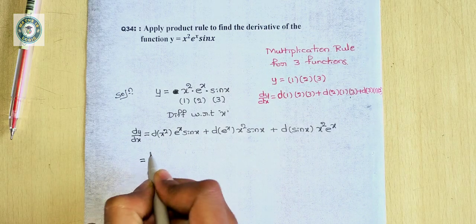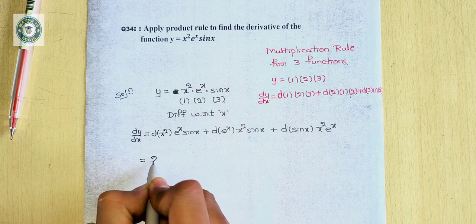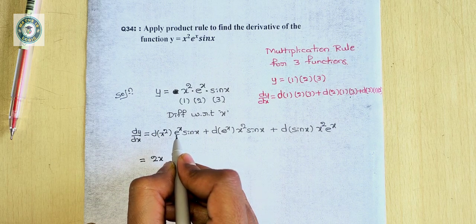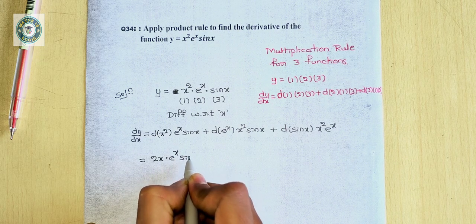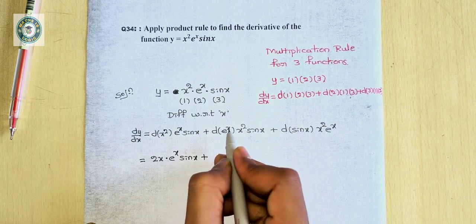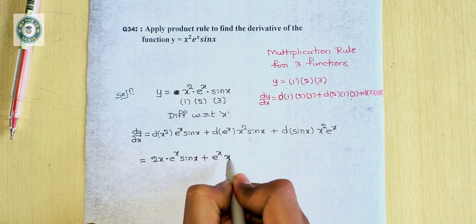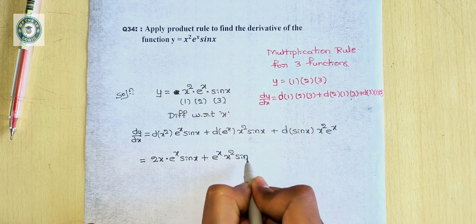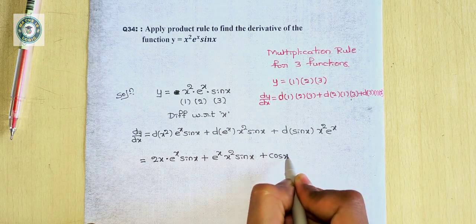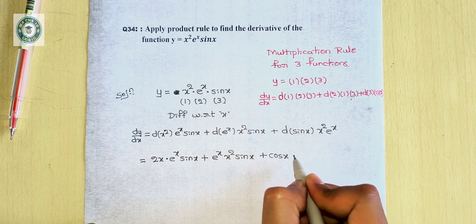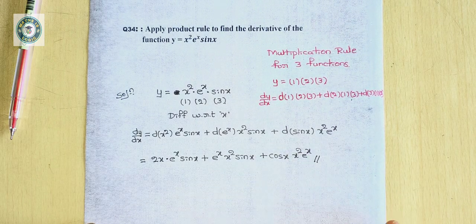So this is equal to, only x square differentiation we do. The differentiation of x square is 2x, with e power x and sin x kept as they are, e power x sin x, plus e power x differentiation is e power x, then x square sin x kept as it is, plus sin x differentiation is cos x, then x square e power x kept as it is. So this is the final answer.